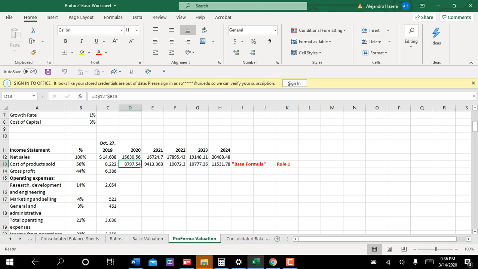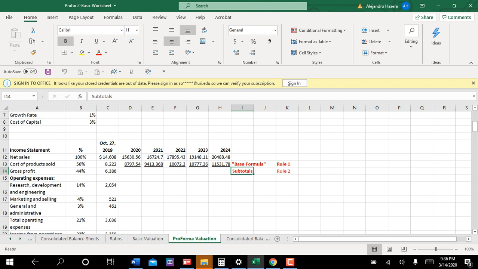Okay, so all subtotals on pro forma statements must be subtotals. So let's go ahead and emphasize that gross profit is a subtotal just by underlining the cost of goods sold. Okay, so rule 2 is subtotals. And by that, I mean that all subtotals should be calculated as subtotals.